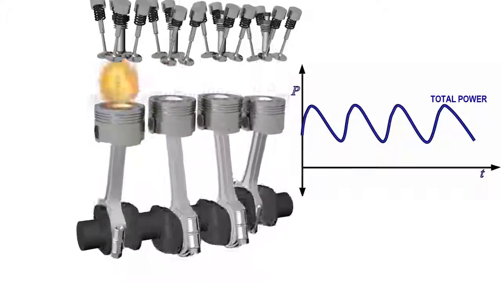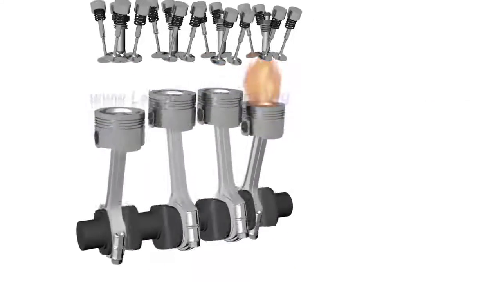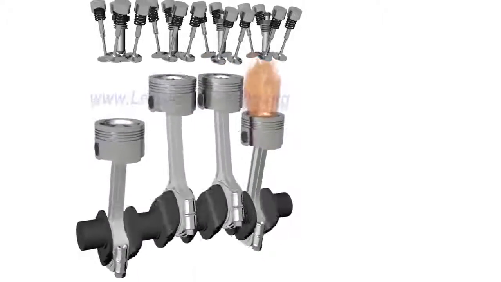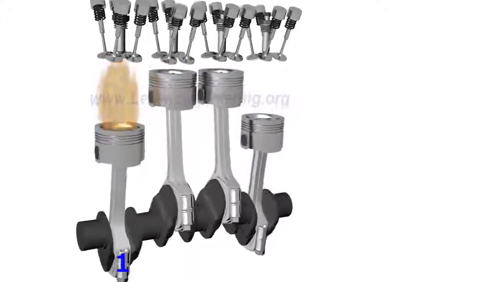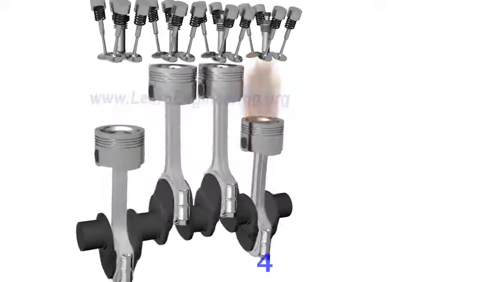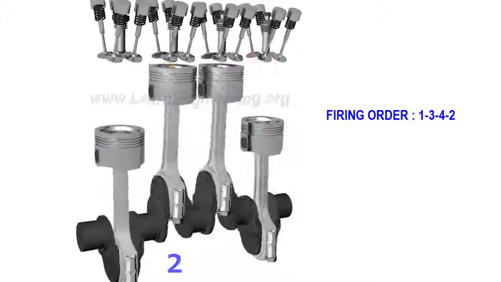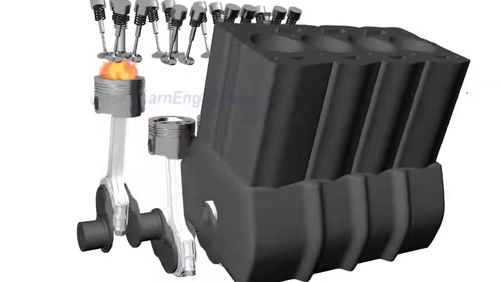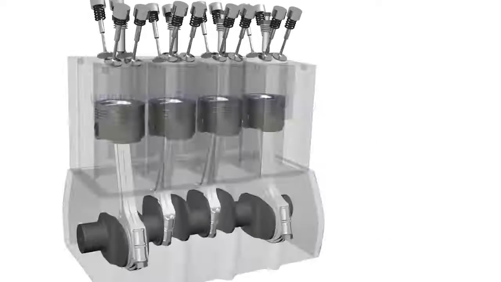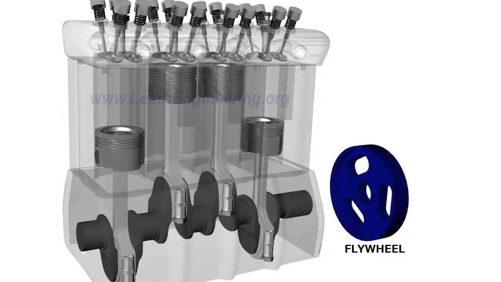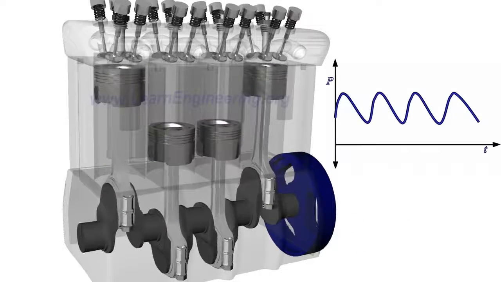A 4-cylinder engine generally operates on the following firing order. A heavy flywheel which acts like a power reservoir further helps in smoothing out non-uniformity of power.